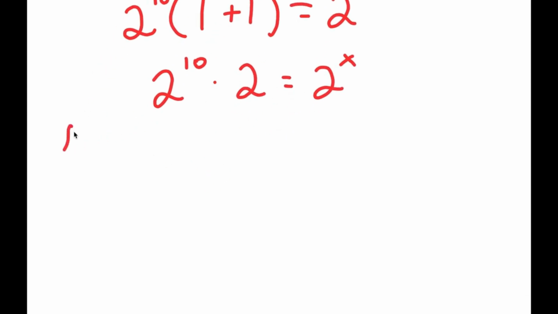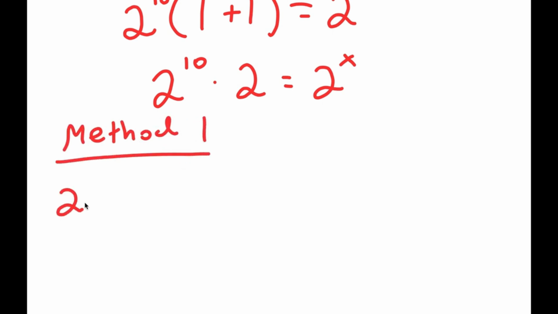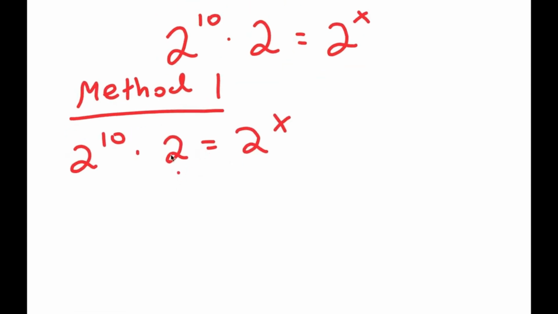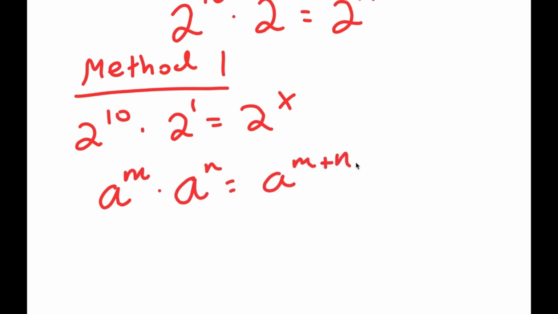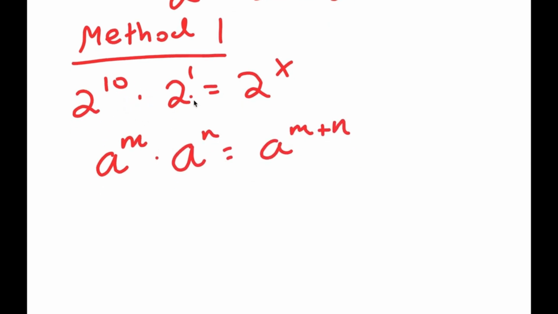So now from here, I can actually solve this in two methods. So for method 1, I have 2 to the power of 10 times 2 is equal to 2 to the power of x. What I'm going to do is rewrite 2 as 2 to the power of 1. And now if I have something in the form a to the power of m times a to the power of n, this is equal to a to the power of m plus n. So in this case, 2 to the power of 10 times 2 to the power of 1 is equal to 2 to the power of 10 plus 1, which is equal to 2 to the power of 11.